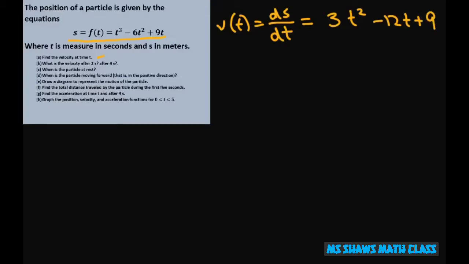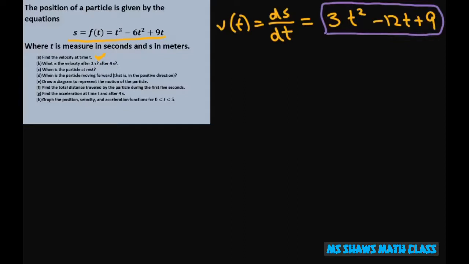So let's get started. The first thing is to find the velocity. Using this equation here, the velocity is just going to be v of t equals the derivative of s with respect to t. So that's just going to be 3t squared minus 12t plus 9. So that's what they want, the velocity at time t. They're just asking for the function.